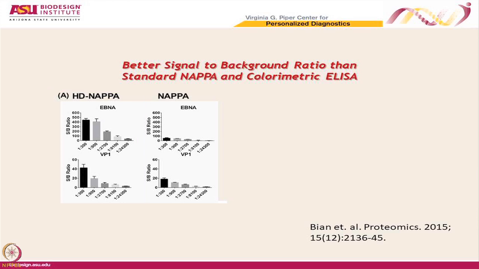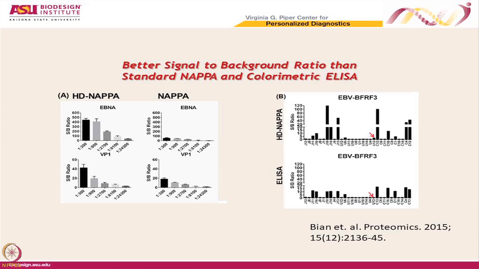And you can see that, at pretty much every dilution, we're getting much better detection here than we are here. In fact, it kind of plateaus here at maybe 50 or 60 at 1 to 300 dilution. At 1 to 300 on this platform, it's 450. So the signal intensity is much stronger on these high-density NAPPA arrays. Yeah, so this is EBNA up here. This is VP1 down here. So these are two different antigens. And you can see that the signal intensity by dilution is much better for the HD than this.